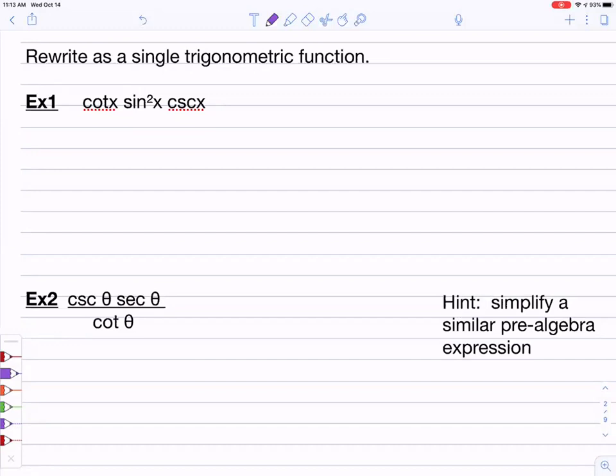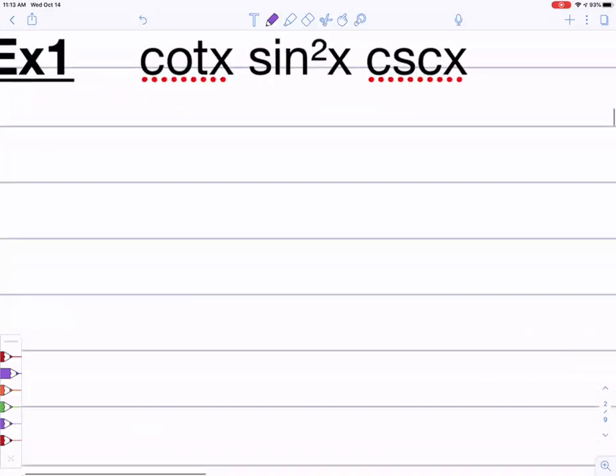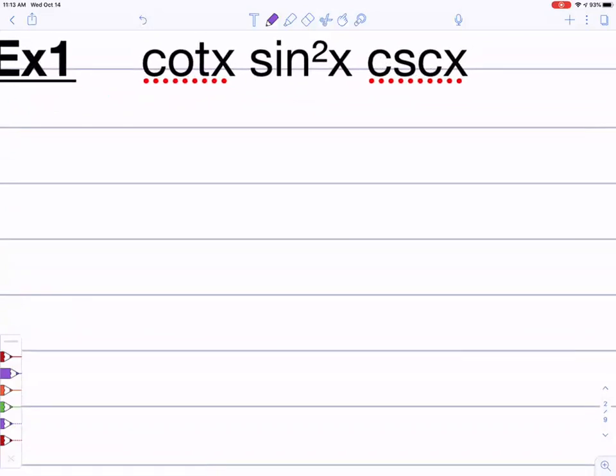One thing I'm going to recommend many times, not 100% of the time, but many times: if you can get everything in terms of sines and cosines, it makes your life easier. If we can turn everything into sines and cosines, it makes things a little bit simpler. So let's take a look at example 1. My iPad thinks that I'm misspelling these words. I'm not.